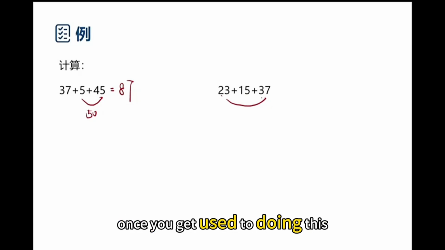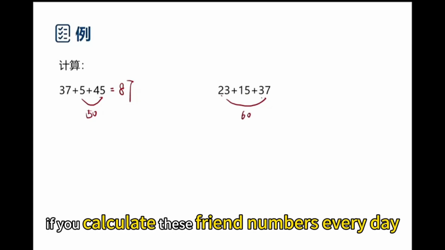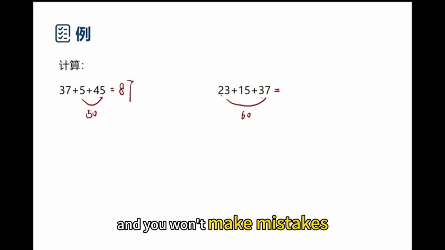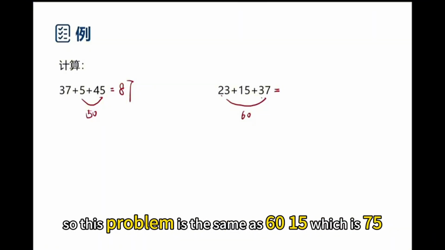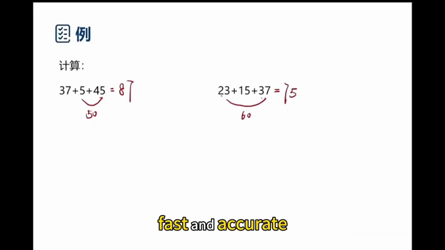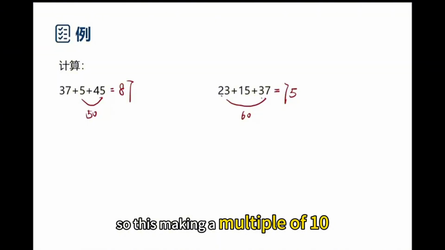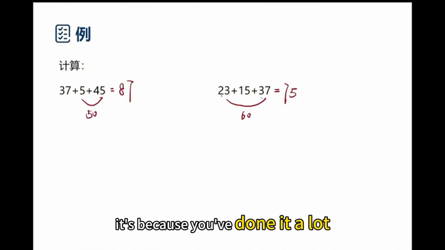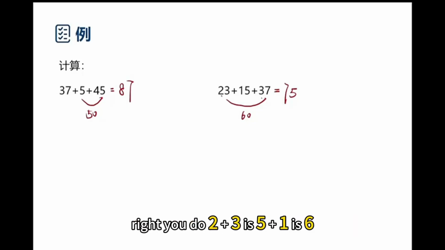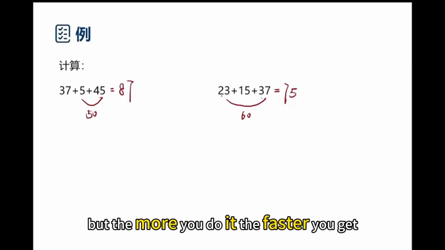Right, once you get used to doing this, if you calculate these friend numbers every day, you'll get used to it, and this 60 will come faster and faster, and you won't make mistakes. So this problem is the same as 60 plus 15, which is 75. See how solid that 75 feels to calculate. Right, fast and accurate. So this making a multiple of 10 is a little pattern here too. It's because you've done it a lot. 3 and 7 make a 10, so you have to carry a 1. Right, you do 2 plus 3 is 5, plus 1 is 6. The more you do it, the faster you get.